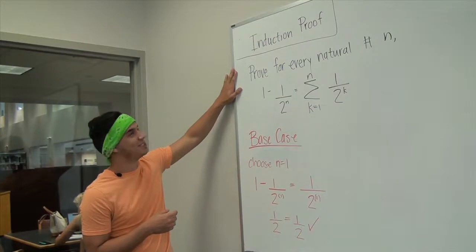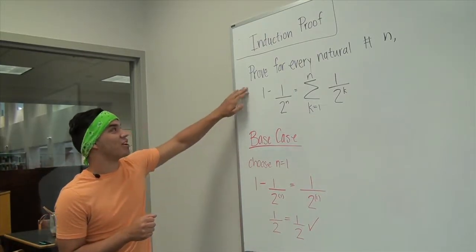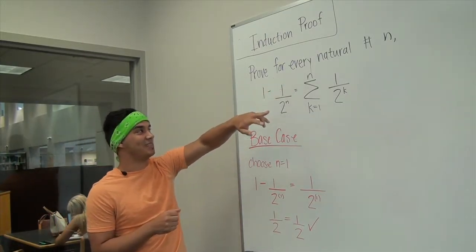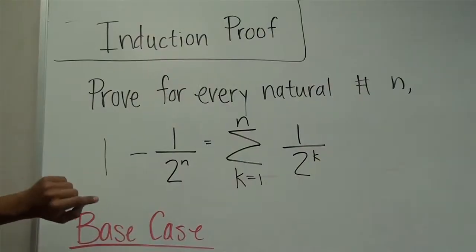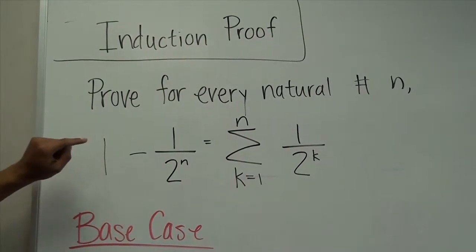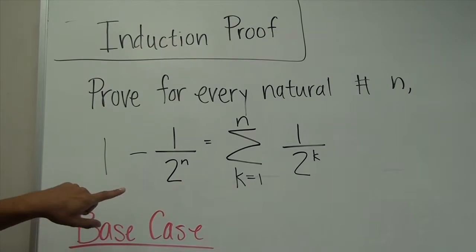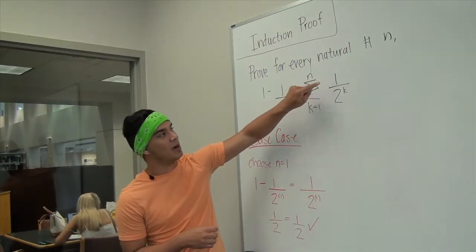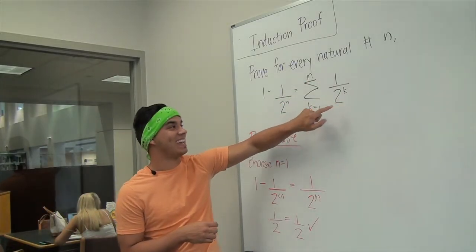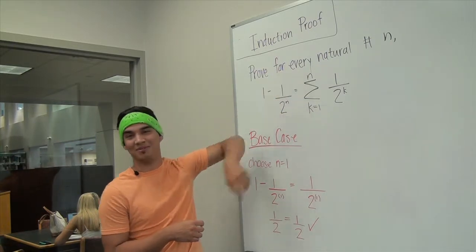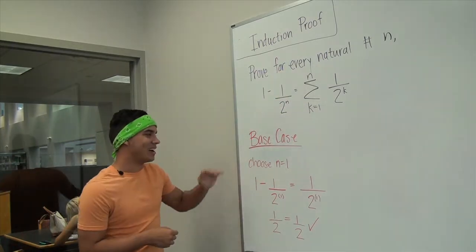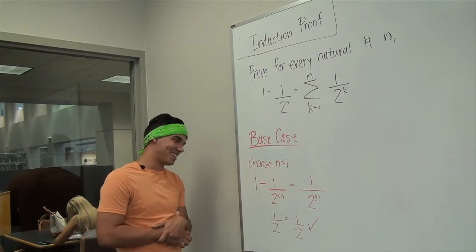So here we have an induction proof. We're trying to prove for every natural number n that 1 minus 1 over 2 to the n equals the summation of 1 over 2 to the k as k goes from 1 to n. Now we do the base case.